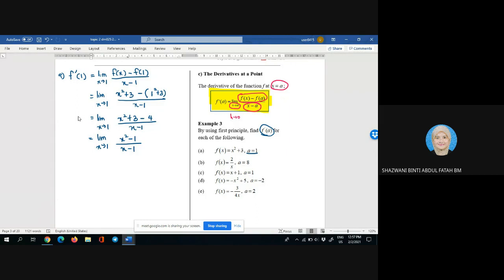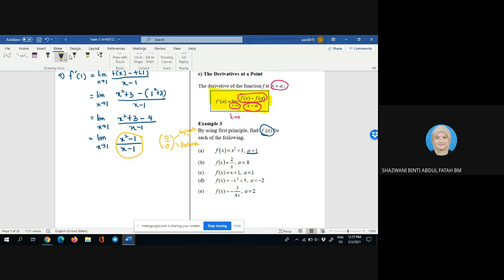When you substitute 1 into the function, you will get 0 over 0. Remember, if you get 0 over 0, you have two ways to find the limit: either multiply by the conjugate, or factorize. But the function here has no square root, so there is no need for the conjugate. So you need to factorize. How to factorize?